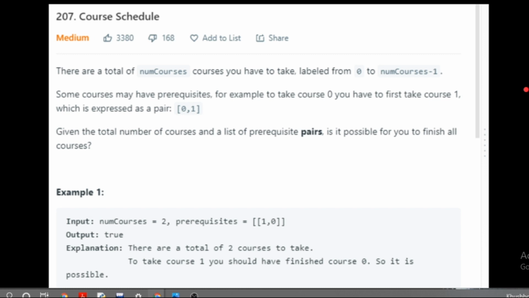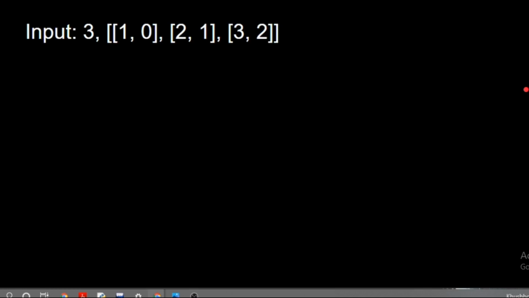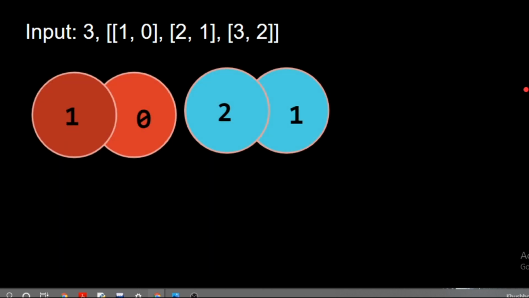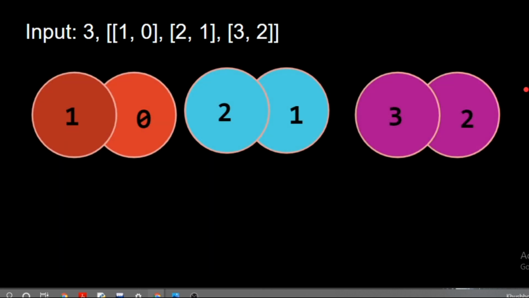So let's try to understand the question better. For example, we have 4 courses in total: 0, 1, 2 and 3. We are given a list of lists, which are the needed courses. This means to complete 1 we need to have the knowledge of 0, to complete 2 we need to have the knowledge of 1, and to complete 3 we need to have the knowledge of 2. So how can we do this?